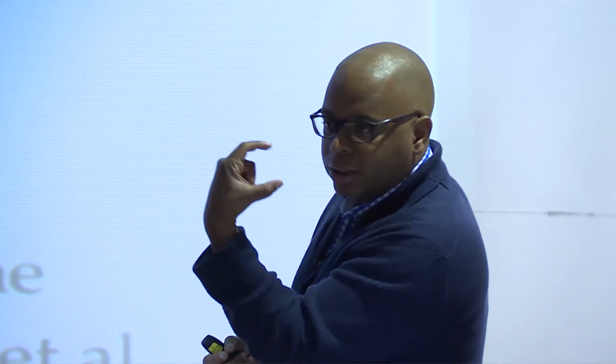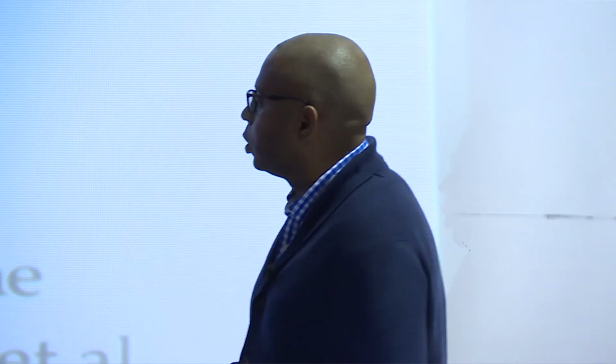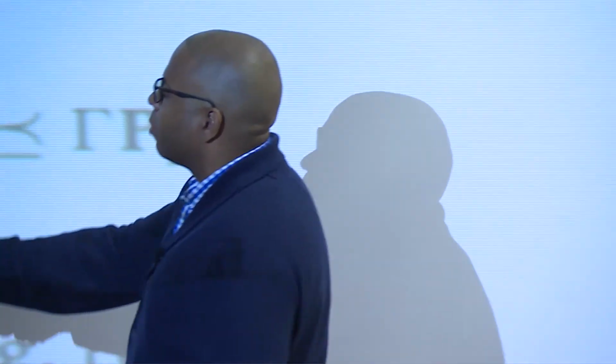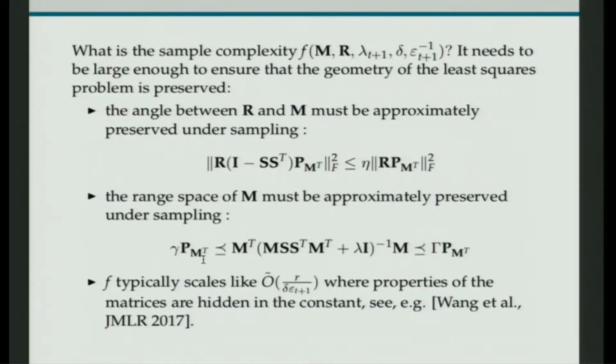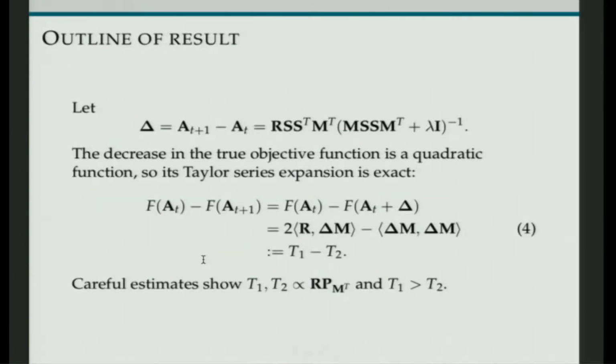Maybe you get within some radius of your true solution or your critical point. But the upshot is that this sample complexity typically scales basically linearly in R, your target rank, and that hides some properties of the matrices and of the sampling method. So you can see that paper for the details, but it's standard sort of complexities. Okay, all right, so the result is pretty straightforward.